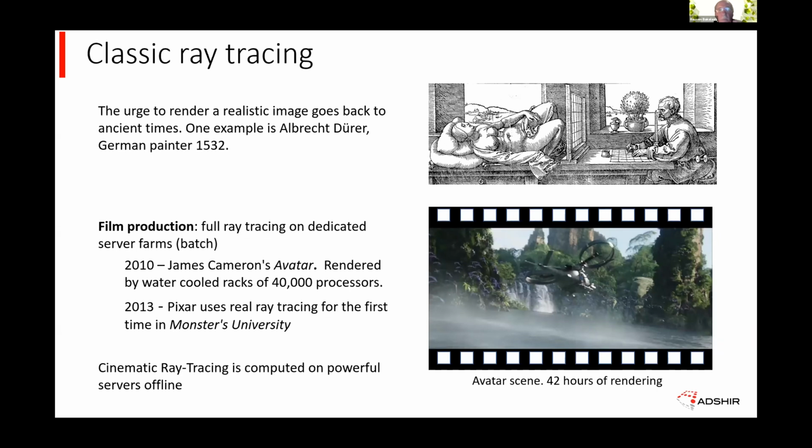And just to show the complexity of the application, it was created on a computer farm of 40,000 processors, and it took on average 40 hours per single frame. So this is very complicated. This is how ray tracing was and is done for cinema, for films.